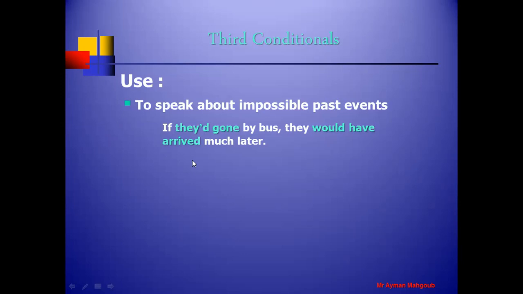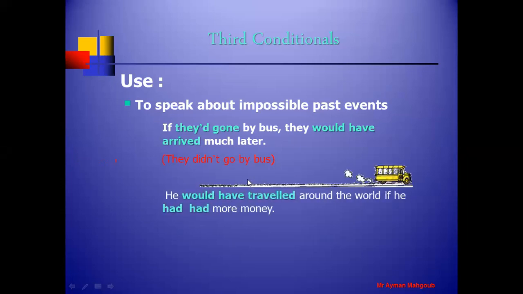So if they had gone by bus they would have arrived much later. That means they didn't go by bus. So they didn't arrive later. Okay? They didn't go by bus. This is a reality. He would have traveled around the world. But it may happen now. Okay, we are not talking about now, Rawan. We are talking about a past event. Whether it is probable to happen now or not, we are not talking about it. Okay? It's totally normal that it happens now or in the future. We are not talking about it.